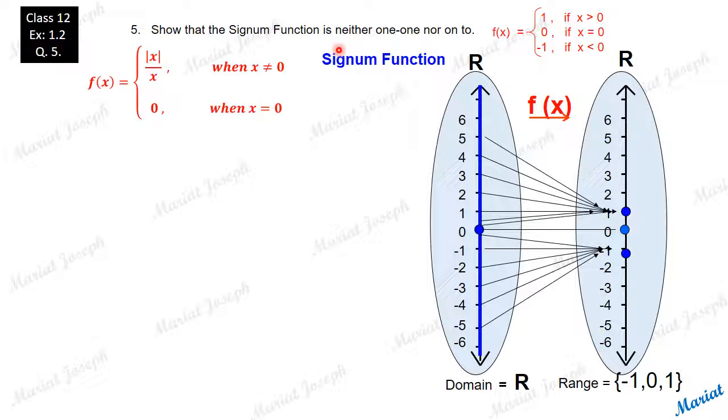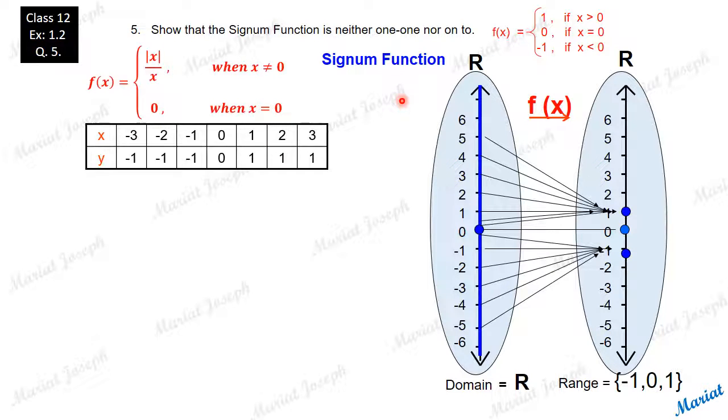Now, we need to check whether this function is one-one function. Before that, let us look at the graph of this function. How do we draw its graph? We have the table values. Minus 3 image is minus 1, minus 2 minus 1, minus 1 minus 1. All these negative numbers have y value minus 1. 0, 0, yes 0, 0. And all positive numbers have y value plus 1.